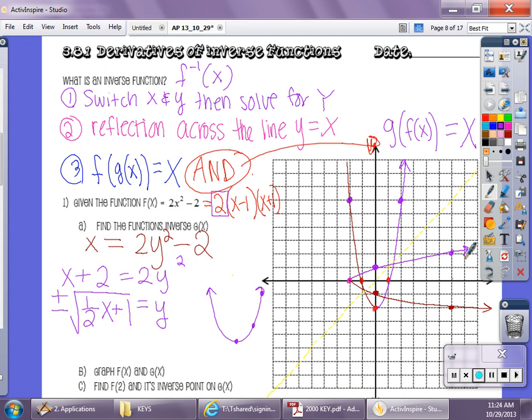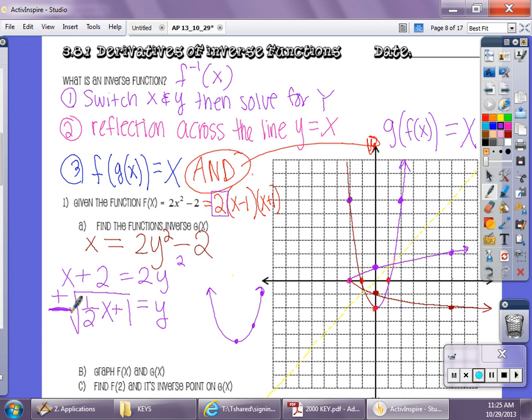So if I ask you about points on the red side, then I'm going to use the minus square root. If I ask you about points on the purple side, then for the inverse, I'm going to use the positive. There's a plus or minus because it's not a function, so I have to know which side to use. Does that make sense to everyone? The purple side, those y values are all positive. That's why it's the plus. The red side, the y values are all negative, and that's why this is the minus. Okay? Just a little bit of things to know.